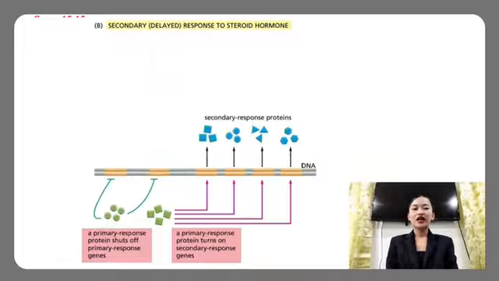In part B, we have the secondary or delayed response. Some of the primary response proteins can turn off the primary genes, while others turn on a new set of genes called secondary response genes. These new genes produce secondary response proteins, which create longer-lasting effects such as cell growth or differentiation.